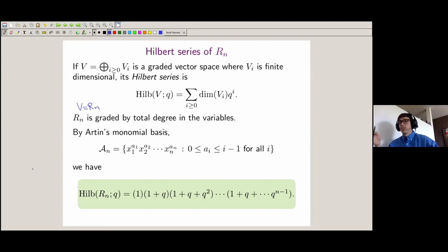And if we take a closer look at Artin's monomial basis, then it immediately tells us what the Hilbert series is. Since we only had one choice for x1, we had to have a1 equals 0. That contributes a factor of 1. We had two choices for the power of x2. It could either give us a factor of 1, or it could raise the degree by 1. That corresponds to the 1 plus q, and so on.